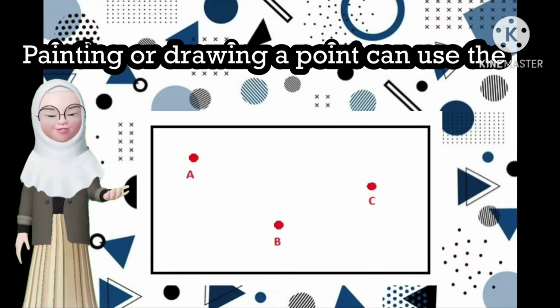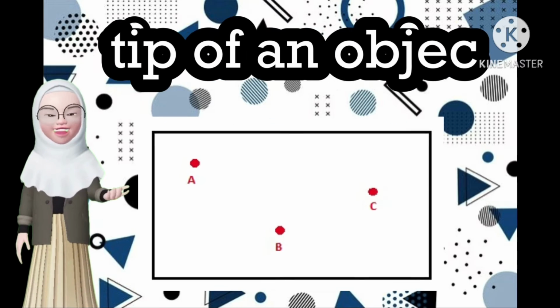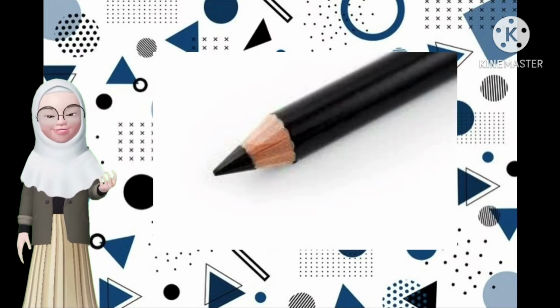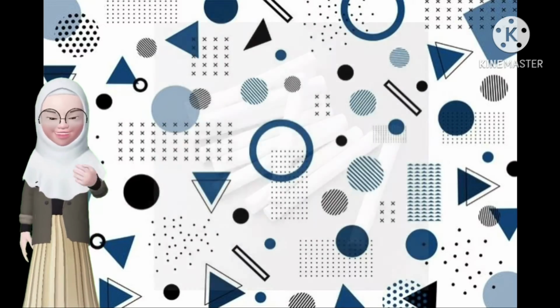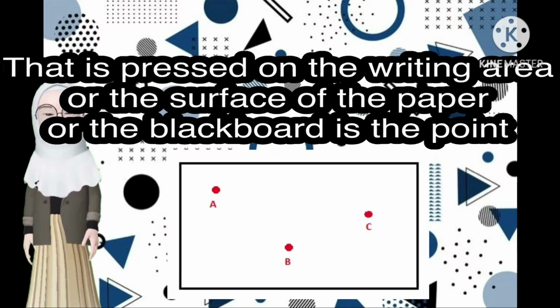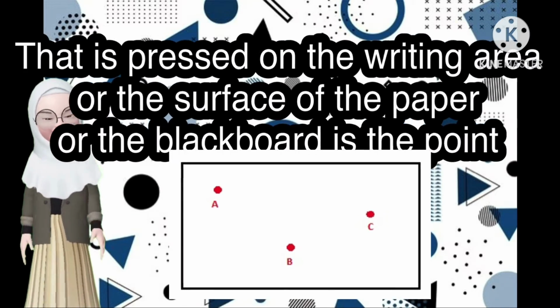Painting or drawing a point can use the tip of an object. For example, the tip of a pencil, pen, compass, or quill that is pressed on the writing area, or the surface of the paper or the blackboard, makes the point.